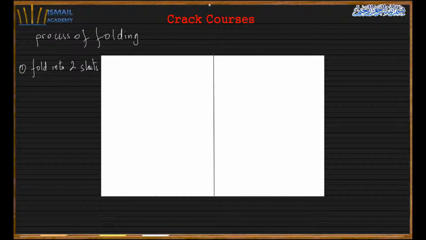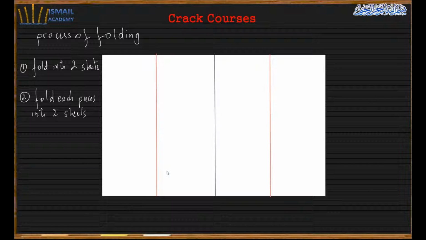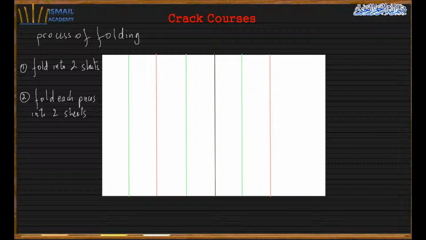My second process: I will fold each sheet into two equal pieces. So I will fold the first one and I will fold the second one. So in the second folding process, we fold each piece into two equal sheets. Again, I keep folding each piece into two equal sheets. So I will have here two, here two, here two, and here two. Again, I keep going, I keep folding again.